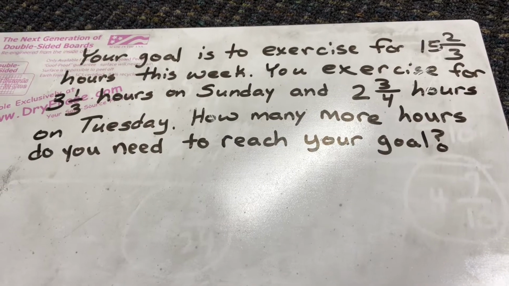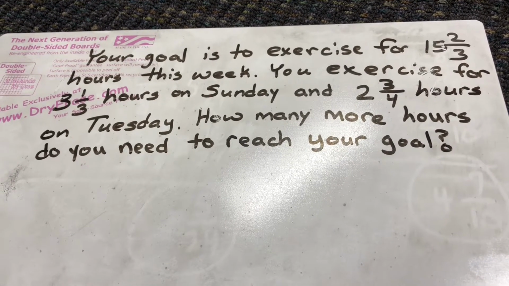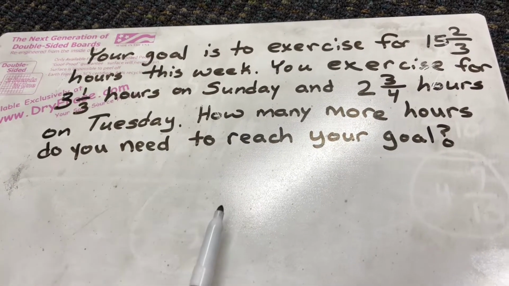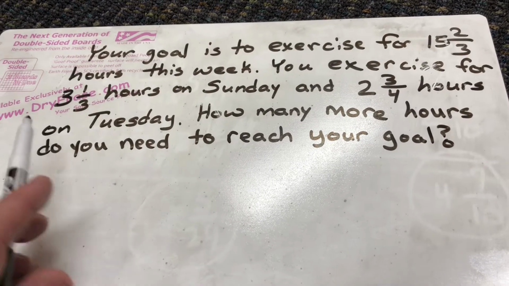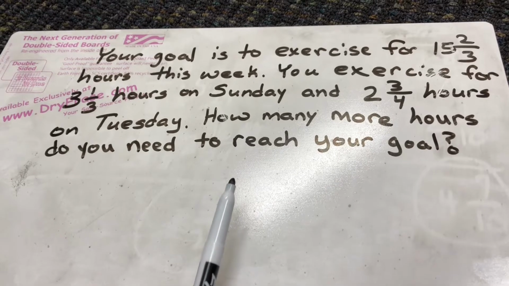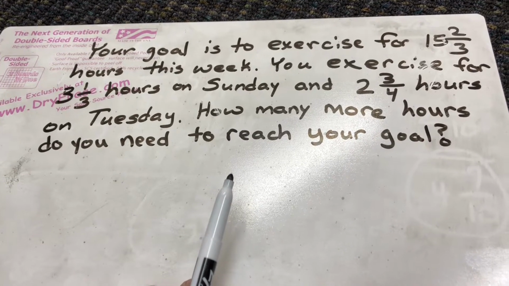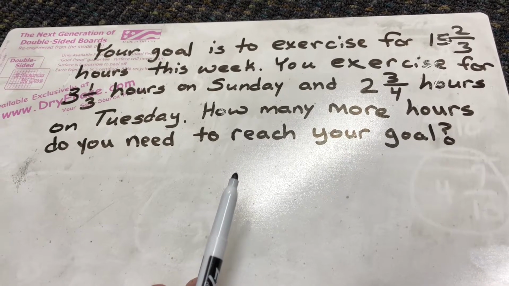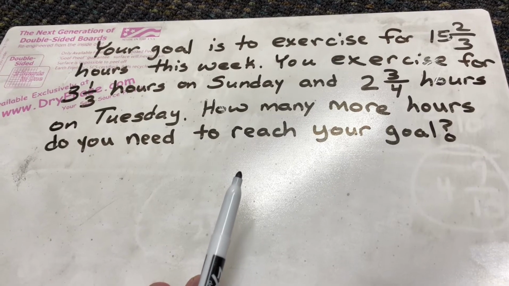So here's this first one. Your goal is to exercise for 15 and 2/3 hours this week. You exercise for 3 1/3 hours on Sunday and 2 3/4 hours on Tuesday. How many more hours do you need to reach your goal?